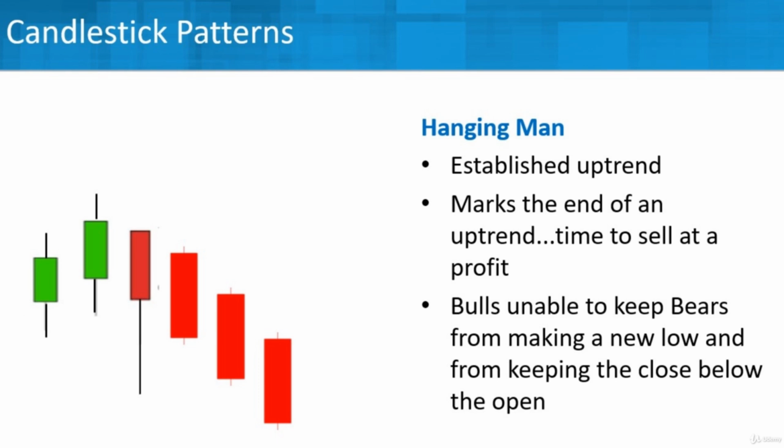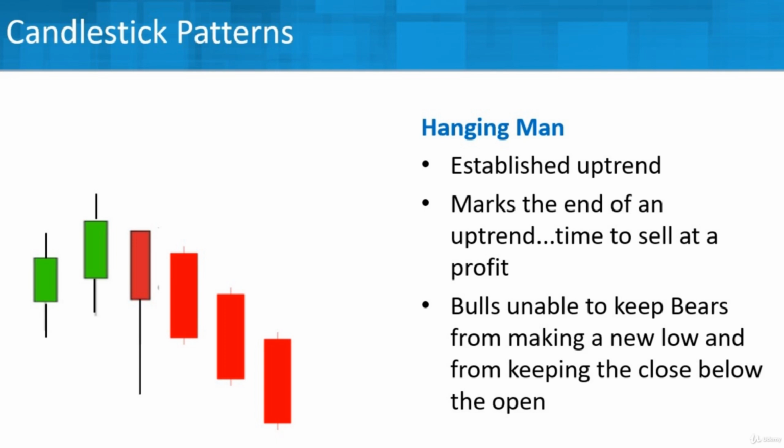Now, a hanging man is essentially the opposite. You have an established uptrend where things have been trending upwards. Each open is higher than the close from the day before. We have green candlesticks in this case, and the hanging man marks the end of an uptrend. If you own the security, that's the time to sell at a profit. On a hammer, you're looking to get in and start riding a new trend upwards. But if you own a security and you see a hanging man, it's time to watch, because this might be the time to sell.